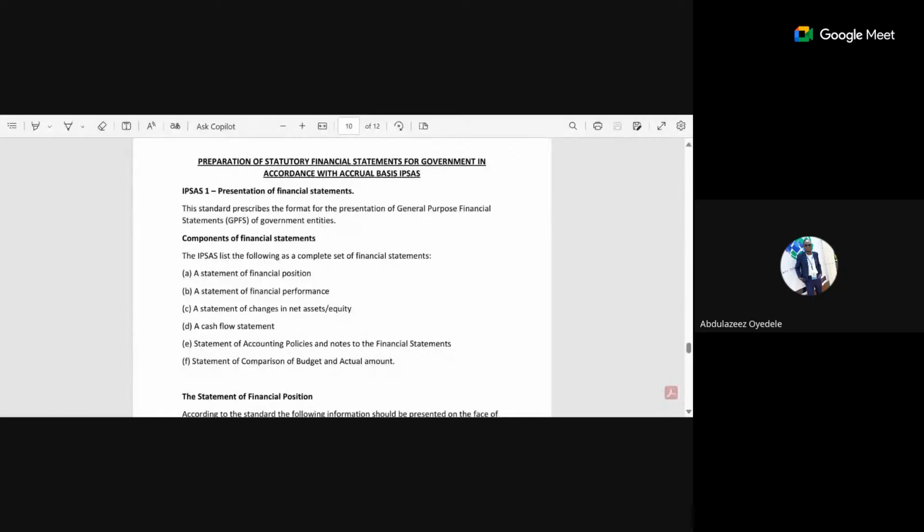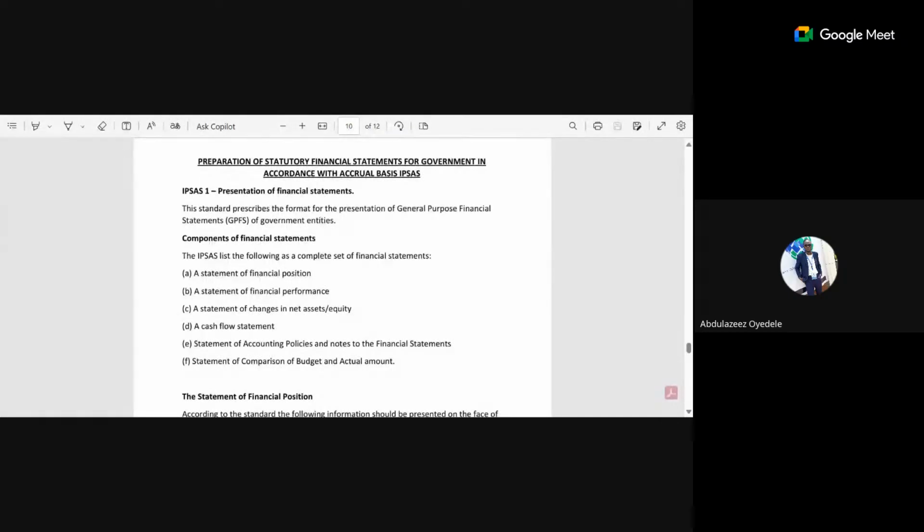And then the cash flow statement. The cash flow statement that we said earlier, even if you are preparing under accrual basis, you still prepare your cash flow statement using the cash basis knowledge. Because the cash flow statement is just the statement that will show the cash movement of the entity for that period. Okay, so then others, the statement of accounting policies, and the notes to the accounts as well.